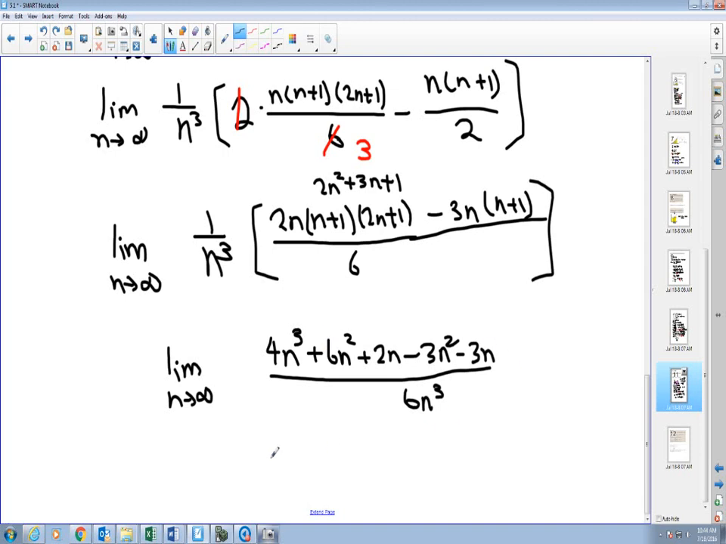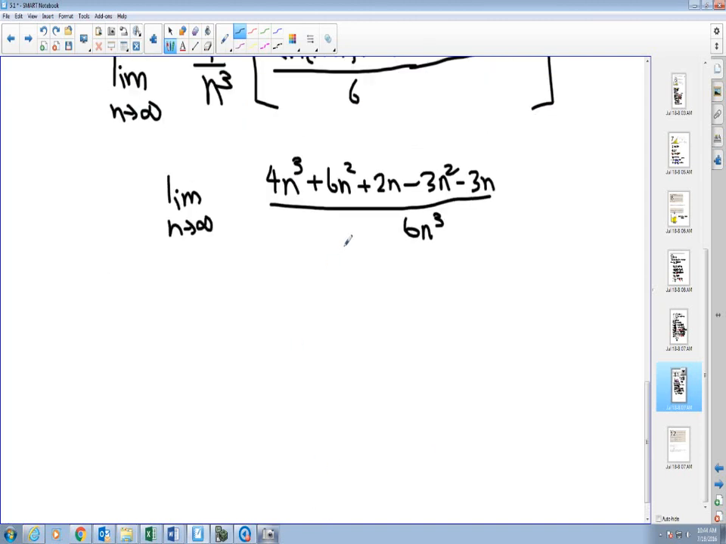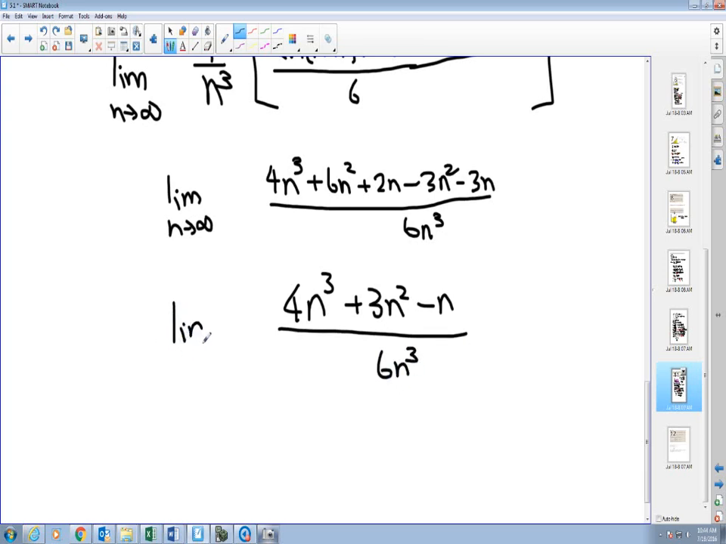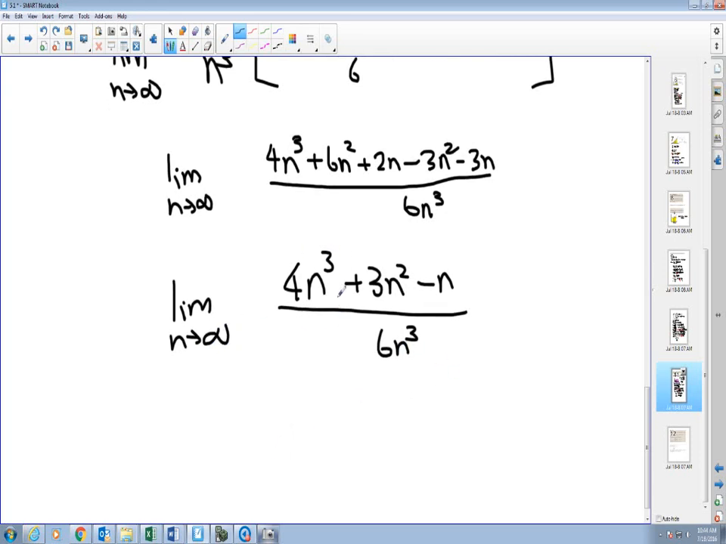Alright, I'm going to combine what I can combine up top, or I can go ahead and split them. If I combine what I can, that's 4n to the third plus 3n squared, 2n minus 3n is minus n, whole thing over 6n to the third. So now let's divide them. This term over 6n to the third, n to the third will cancel out. That's 2 thirds.